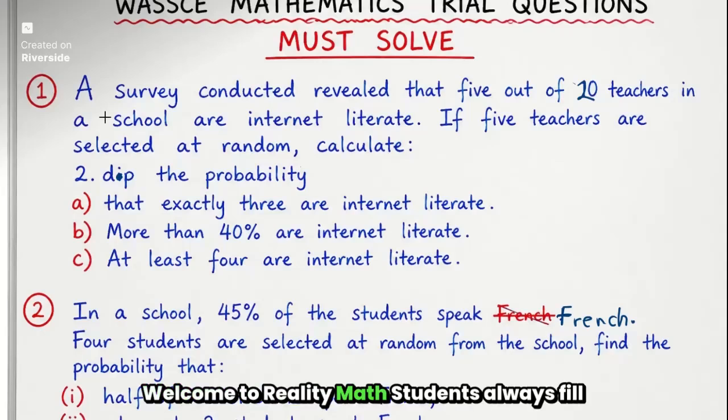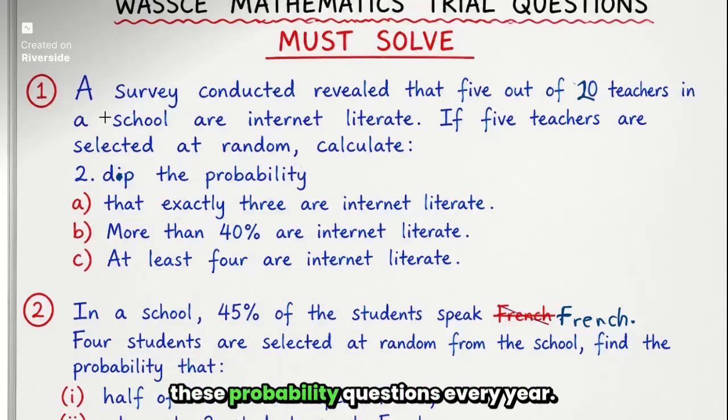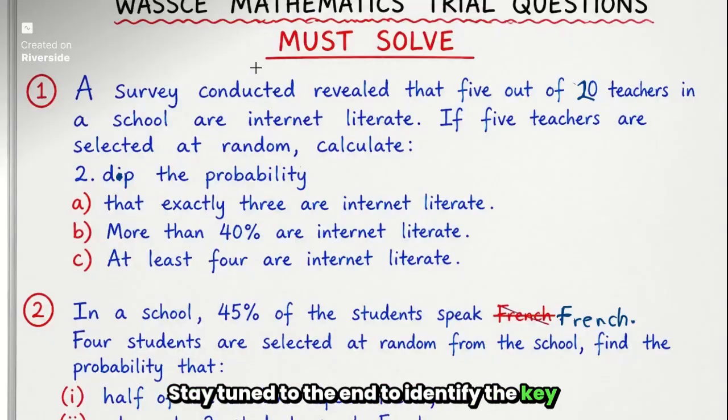Welcome to Reality Math. Students always fail these probability questions every year. Stay tuned to the end to identify the key ideas behind these probability questions.